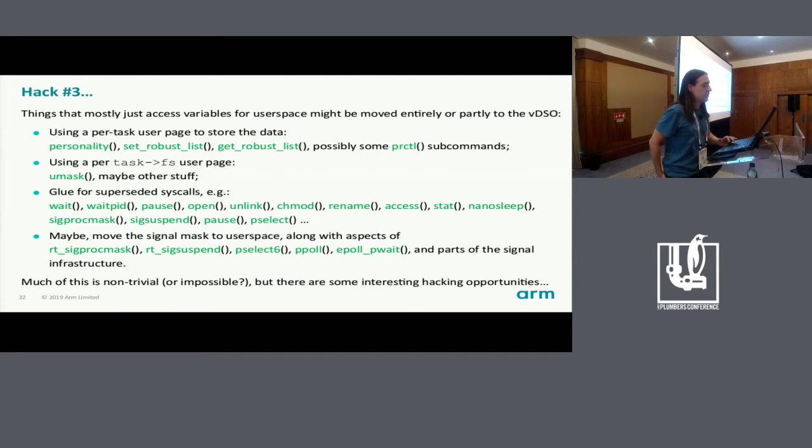Where system calls in the kernel have been superseded by newer ones that provide richer functionality, we might be able to just move all the glue for those out of the privileged kernel and have those done through user space wrappers instead. Another thing that I thought would be fun to investigate is whether you could move some of the signal delivery machinery and maybe the signal mask out to be stored in user space. That's certainly not trivial in all aspects, and it might be impossible in some areas. But yeah, it could be interesting to hack on.